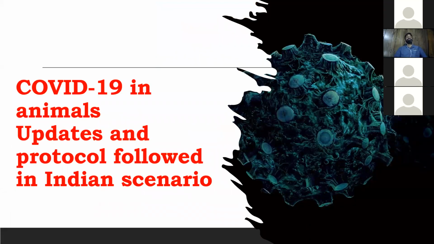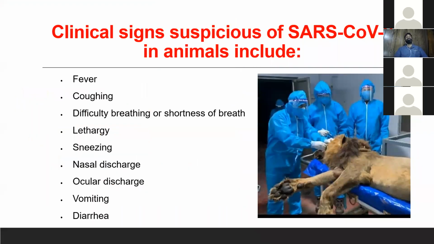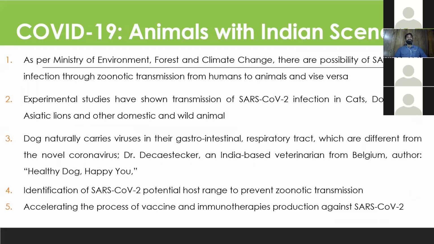So I just wanted to touch upon COVID-19 in animals, updates and protocols followed in the Indian scenario. Similar clinical signs were also observed, like fever, coughing, difficulty breathing or shortness of breath, lethargy, sneezing, nasal discharge, ocular discharge, vomiting, diarrhea, etc. And as per the Ministry of Environment, Forest and Climate Change, there is a possibility of SARS-CoV-2 infection through zoonotic transmission from humans to animals and vice versa.